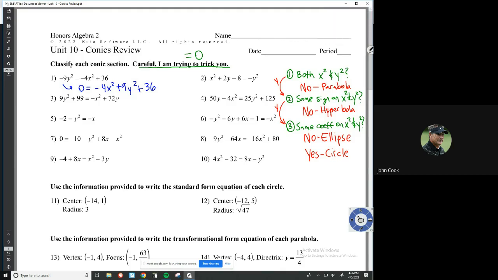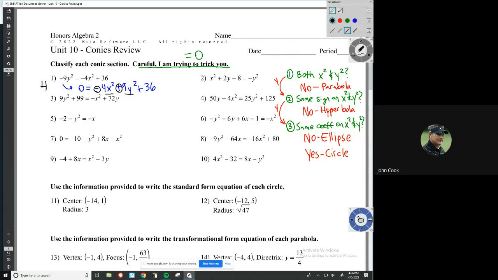So do I have both x squared and y squared? Yep, I do. So yes, so I move on to question number 2. Do they both have the exact same sign on them? Well, the x squared is a negative, the y squared is a positive, so no, they don't. So since I said no to question number 2, that makes this shape a hyperbola.